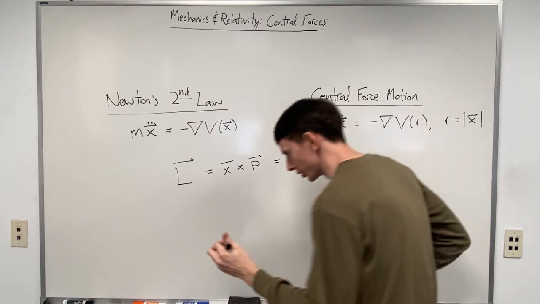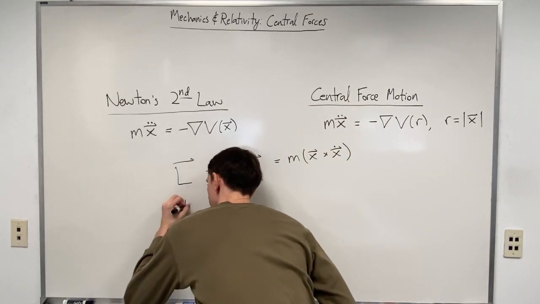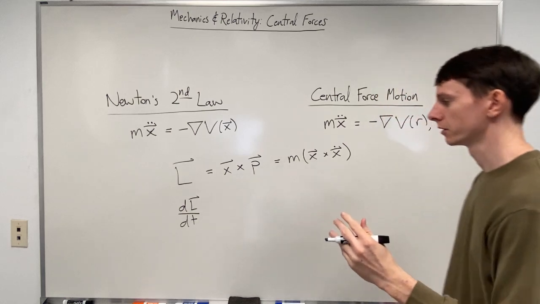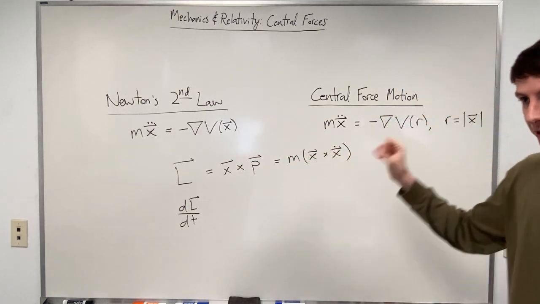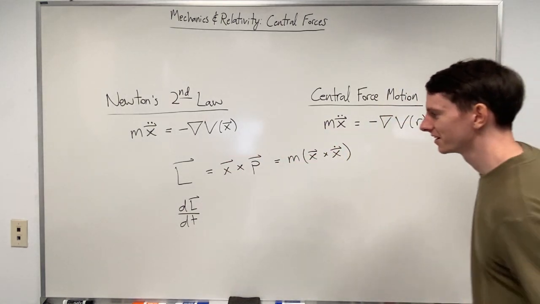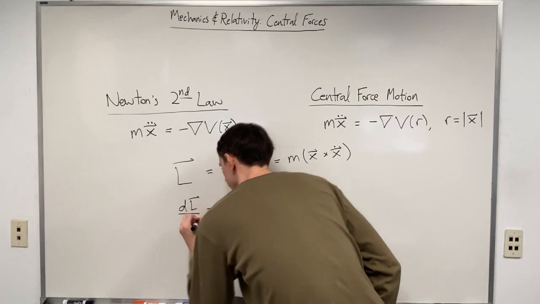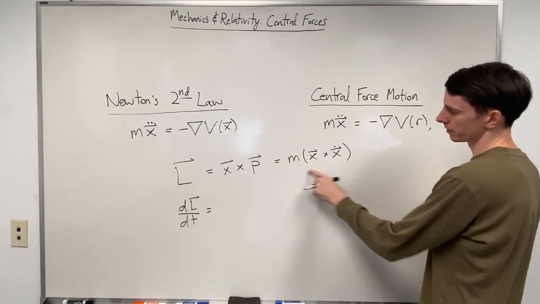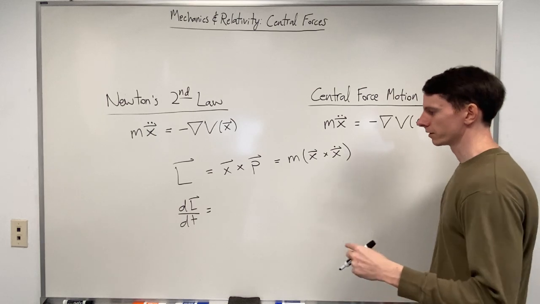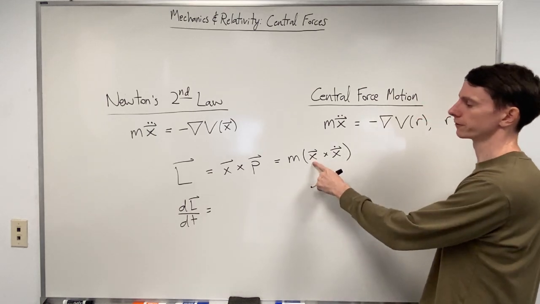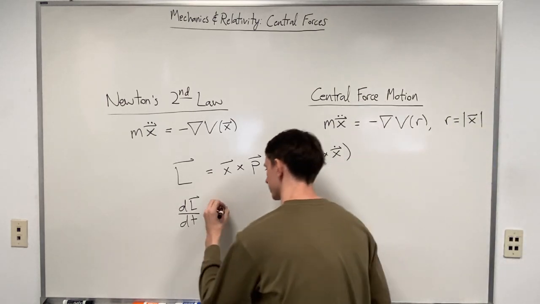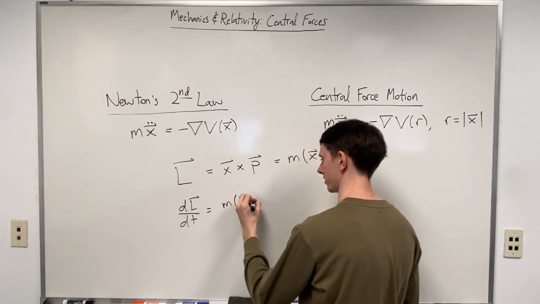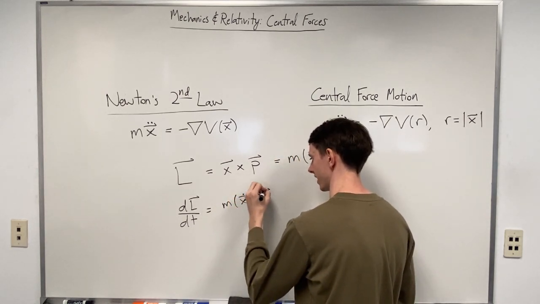Now, we typically show that something is conserved by just taking the time derivative of that quantity and showing that it equals 0, right? So let's do this. Let's take the time derivative of this quantity. Taking the time derivative of this is going to give us two terms. The first term comes from differentiating the first input to the cross product. So that's going to be m times x dot cross x dot.